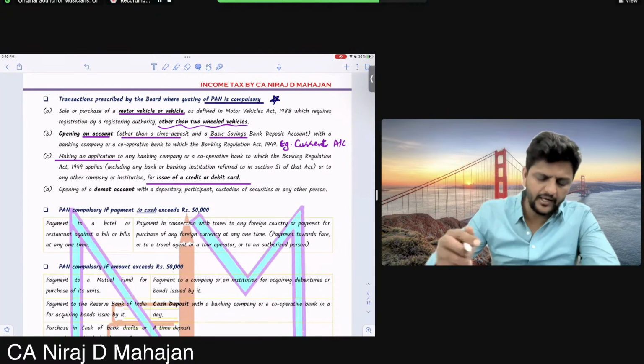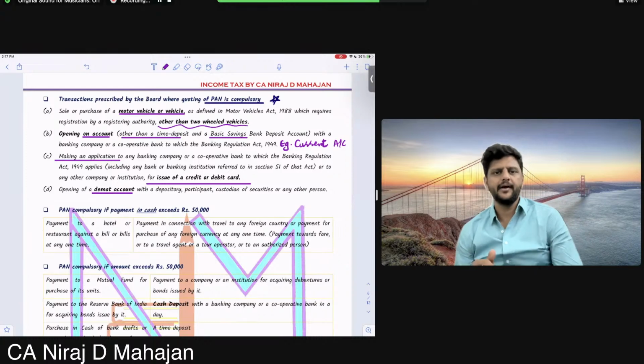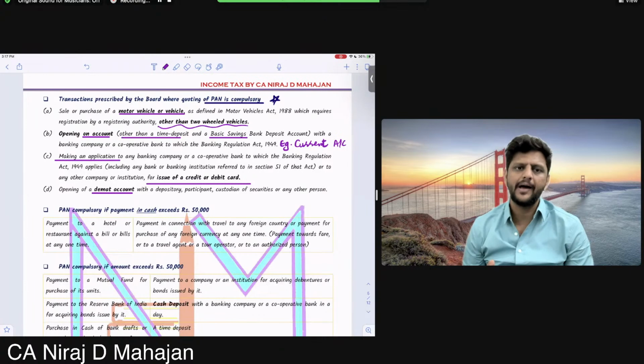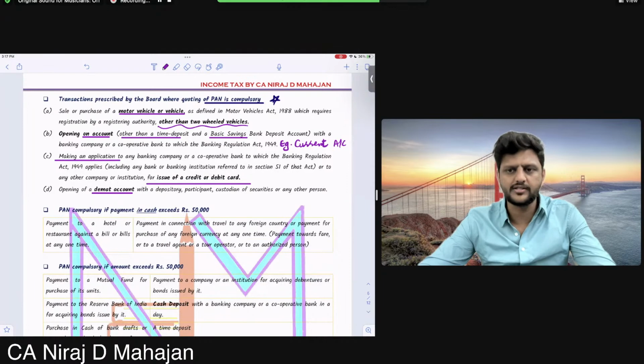Done. And lastly, opening a demat account with a depository participant, means their agent, custodian of securities or any other. Demat account, PAN is compulsory. Clear? So here you have to compulsorily mention or submit PAN. Clear, everybody? So here whenever you go for demat account, the first thing they are going to ask is Aadhaar and PAN. Without that, you will not be able to open your demat account. Clear, all of you? Even for application of debit or credit card. Okay?